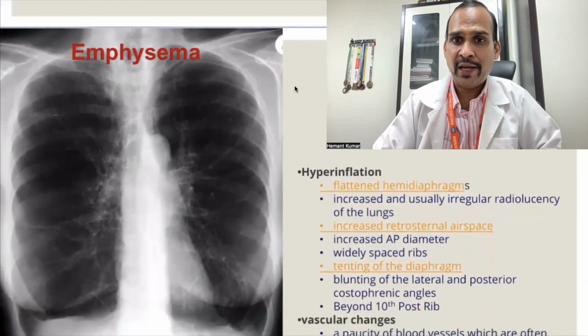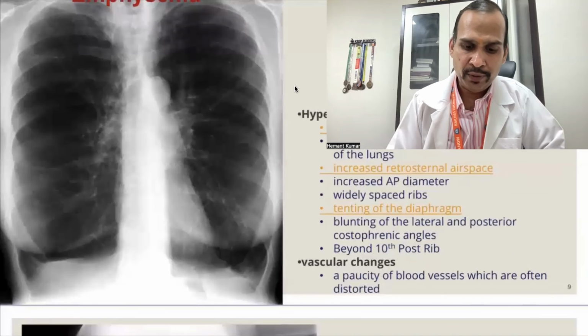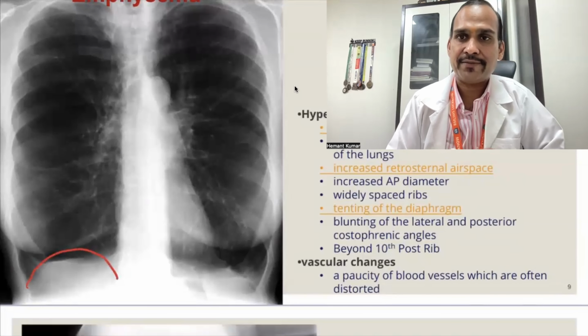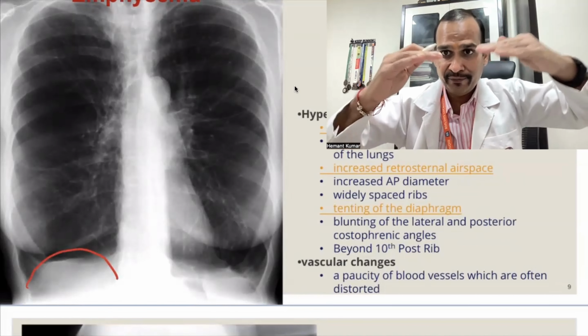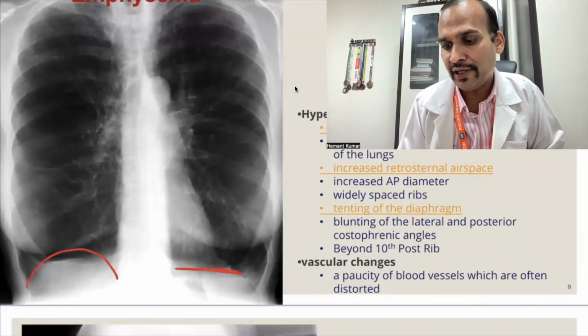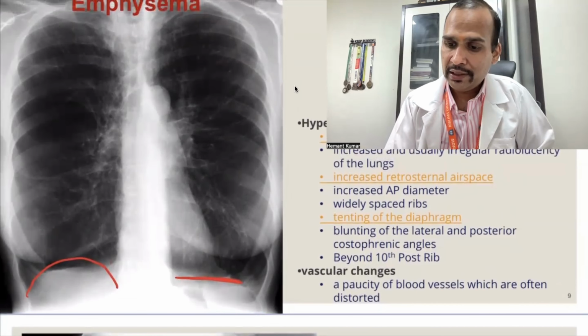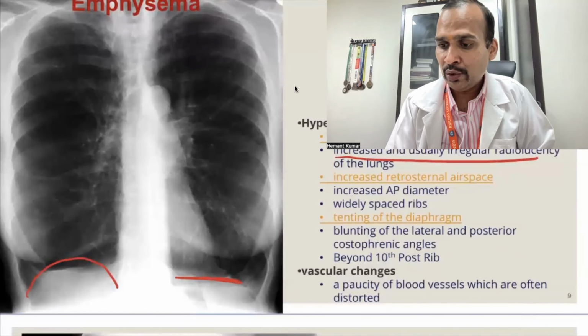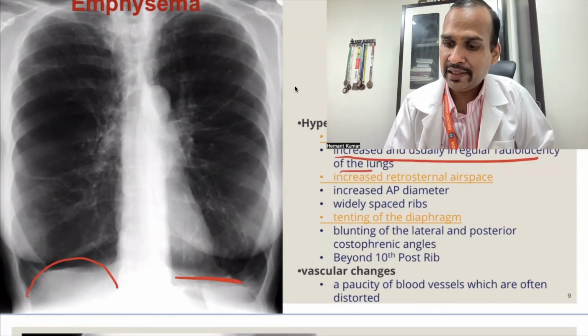And what are the features of hyperinflation? The diaphragm will be flattened. The normal diaphragm is curved like this, but in case of emphysema, where there is more air, the diaphragm will push downwards. So you can appreciate flattening of the diaphragm. Now you can see increased irregular radiolucency, means the lung is more black, increased interstitial space, and increased AP diameter.